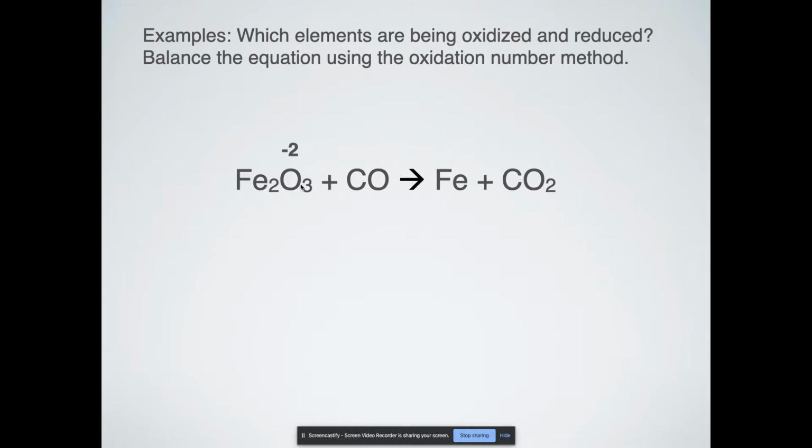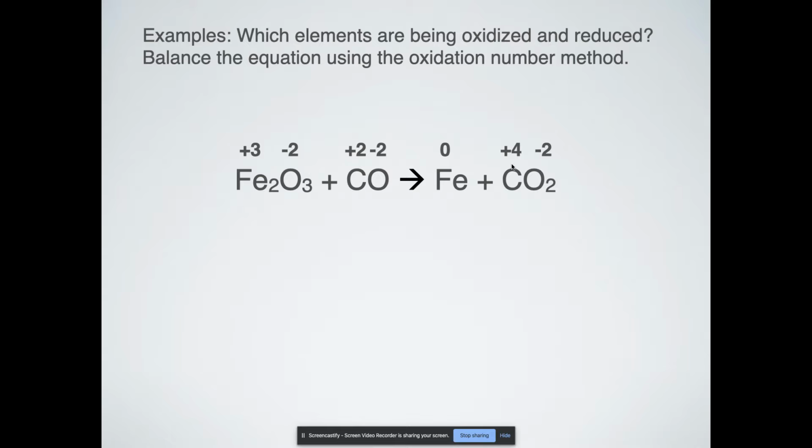I know this is a -2 because by definition it is, so that's a -6. That means this has to be a +3. Here, -2, +2, nice and easy. This is an element in its standard state, so it's 0. And then I have, again, a -2. That means that this is going to be a -4, which means that has to be a +4.